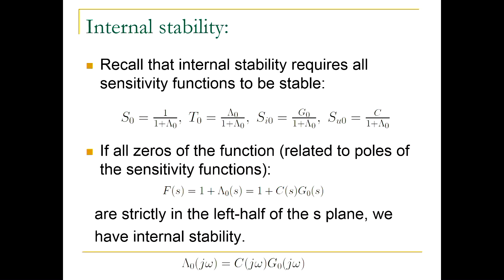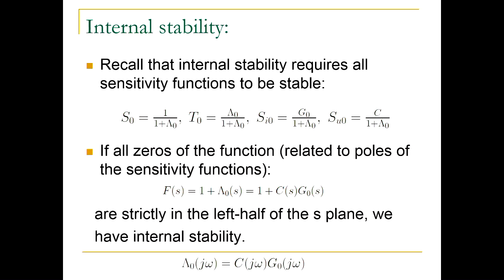That's lambda 0. So obviously, what is this 1 plus lambda 0? Know that lambda 0 is a rational function. So 1 plus lambda 0 is a rational function. But when I find the zeros of f of s, they are exactly the poles of all the sensitivity functions. Right? Zeros of f of s are poles of all the sensitivity functions. Can anyone see that? Everyone? All right. So if these zeros of this f of s are strictly in the left half plane, then we have internal stability.